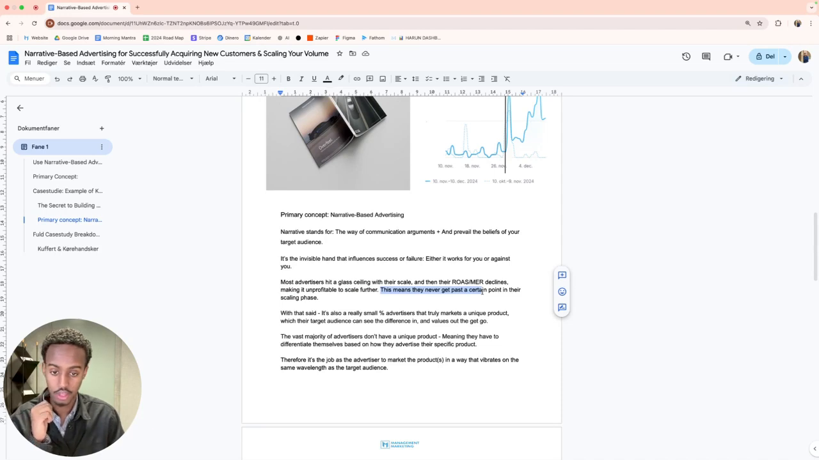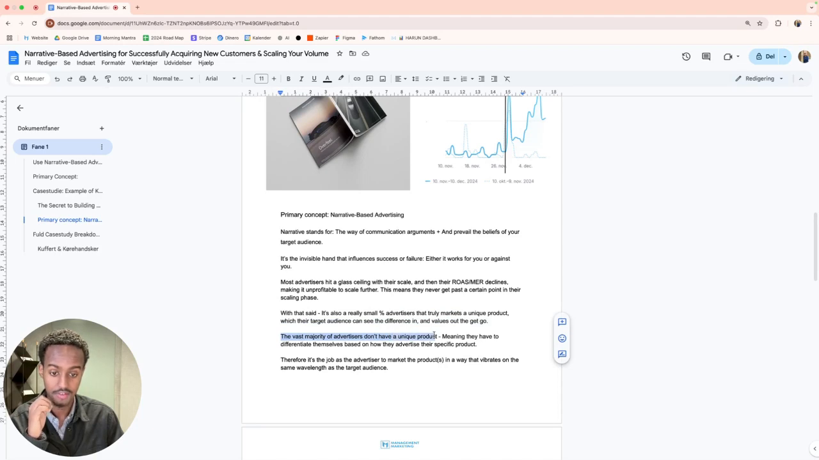This means that most advertisers, especially in the e-commerce world, never get past a certain level of scale in their scaling phase. And with that said, it's also a really small percentage of advertisers that truly market a unique product. I would even go as far as saying that 5% of e-commerce brands have a unique product, whereas 95% of e-commerce brands just have a similar product as their competitors. And it's essentially a small percentage that markets a unique product, which their target audience understands, sees the difference in, and values from the get-go.